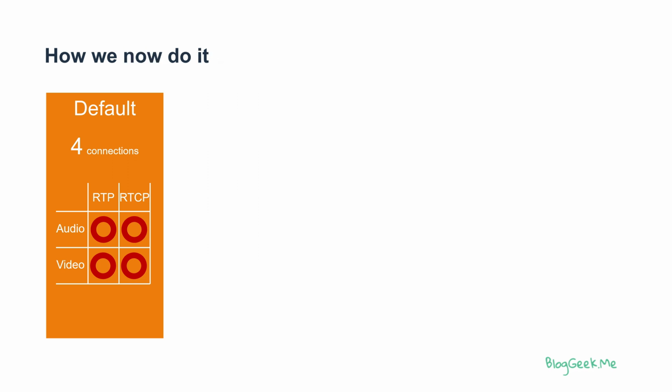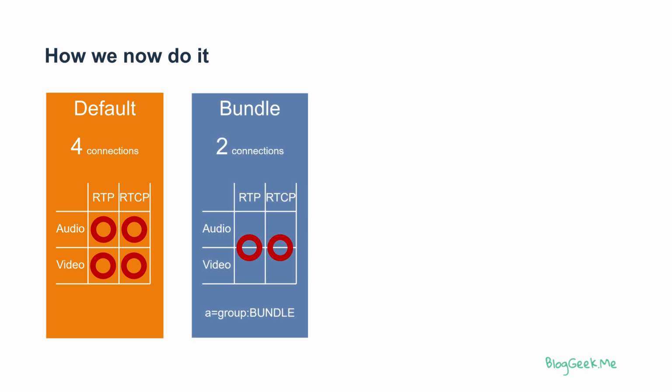This is how we do it now. We do it slightly differently today, and especially in WebRTC. WebRTC offers us two additional mechanisms to optimize for that. The first one is bundle. Using bundle, I can bundle the audio and the video over one RTP connection, and then the RTCP gets bundled also together for the audio and the video. We can signal that over SDP by saying group bundle.